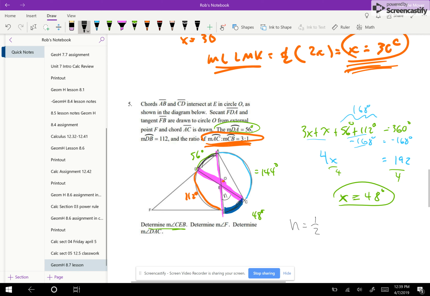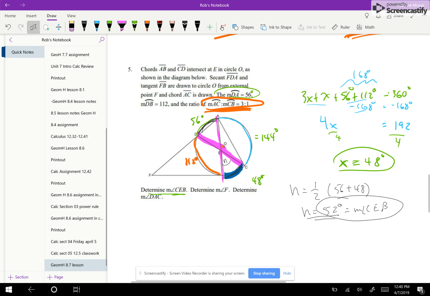Okay, so it's half of 56 plus 48. It's the average of 56 and 48. So you may be able to do that in your head. There's a difference of 8 there, so a difference of 4 will give you the average, which is 52. You can add it together if you want, but it's going to be 52. Okay, that is the measure of angle CEB.